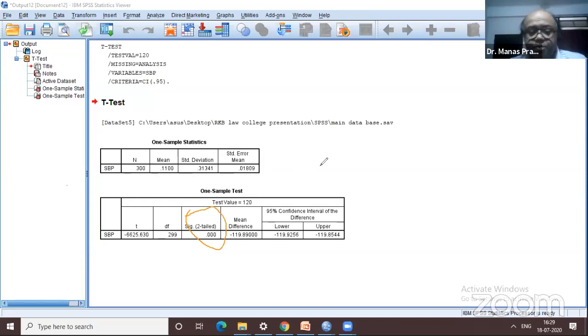The p value is 0.000. That means it is less than 0.05. That means we have to reject the null. This is a significant value. That means my assumption that the mean systolic blood pressure of the people of Mizoram is 120 is actually not true. The value that we got from the other study is not correct. So I think you understand what a single sample t-test is.